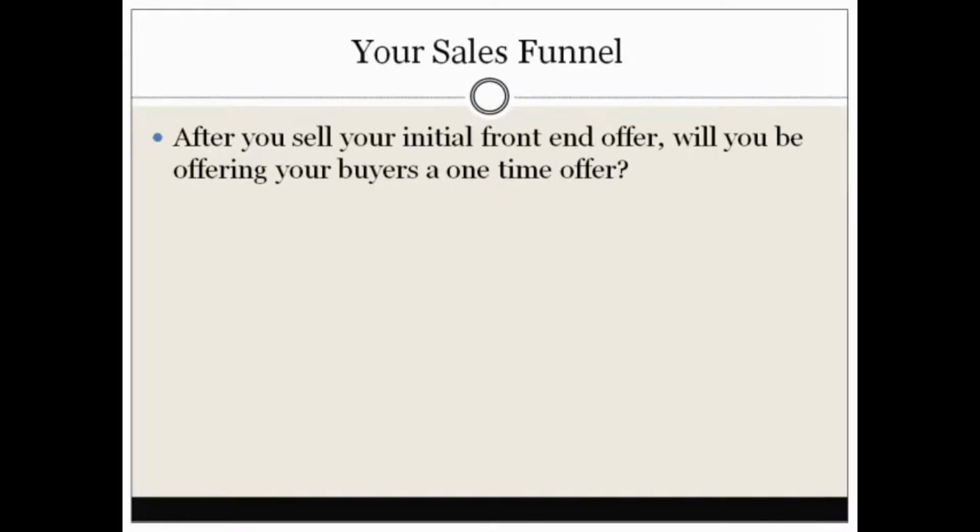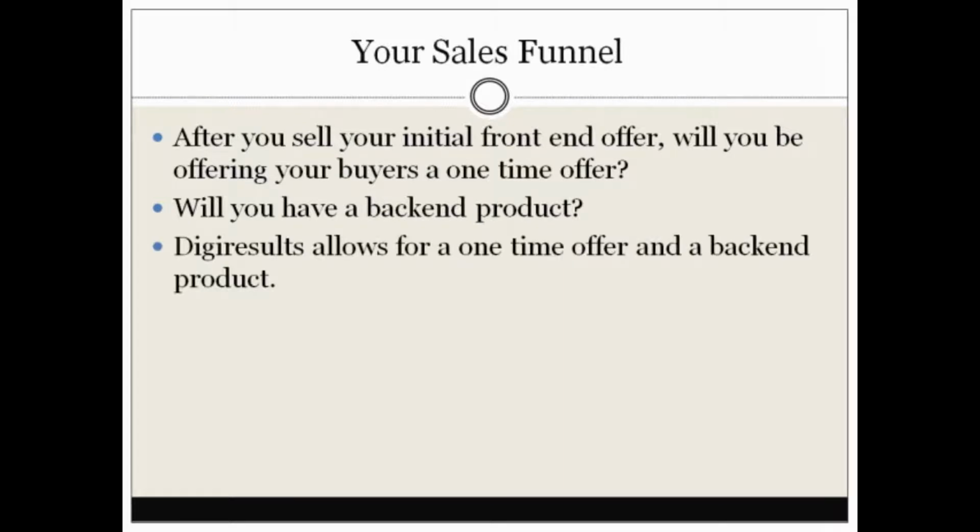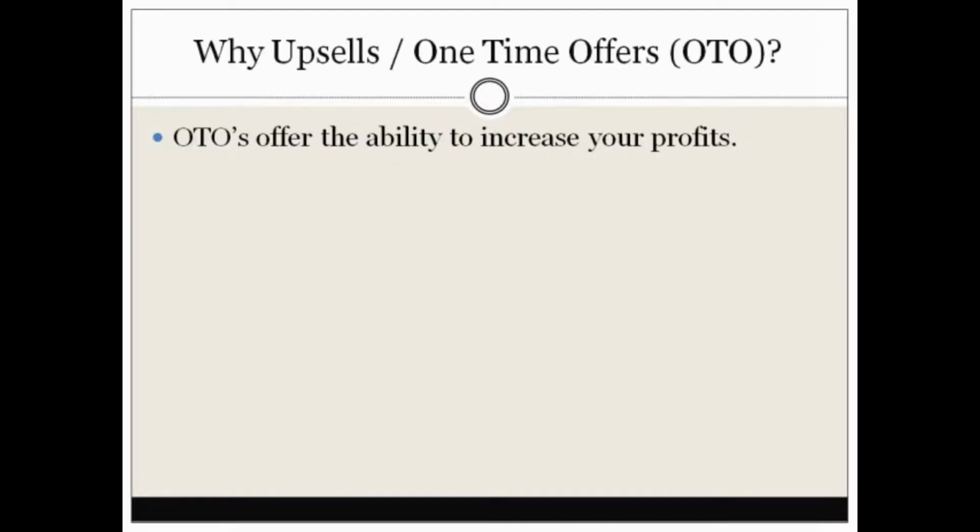In this specific video, we're going to be talking about mapping out your sales funnel. After you sell your initial front-end offer, will you be offering your buyers a one-time offer? Will you be offering them a back-end product? Because if you are, DigiResults allows for one-time offer and a back-end product.